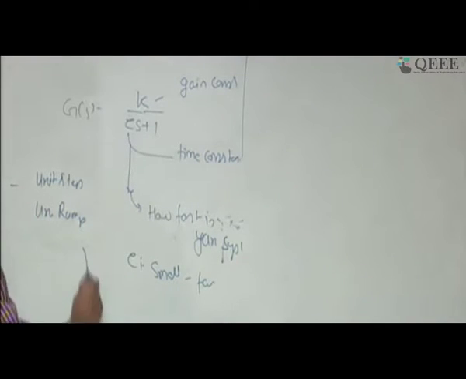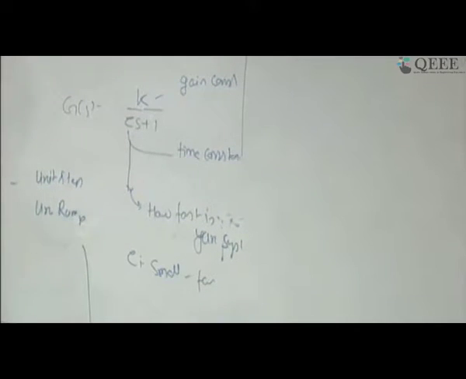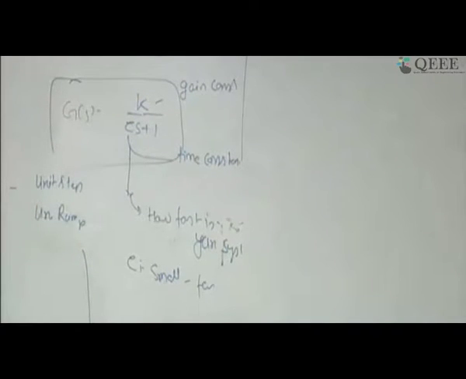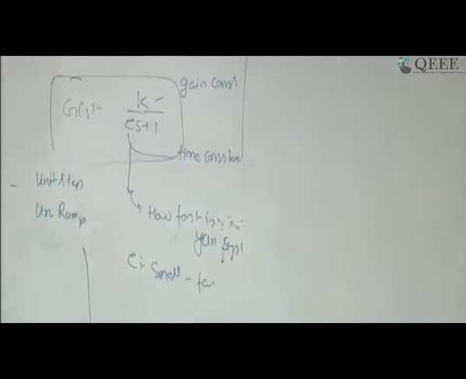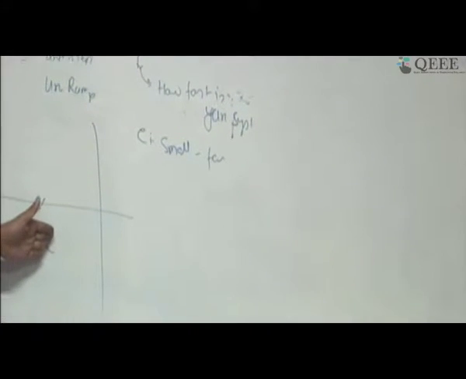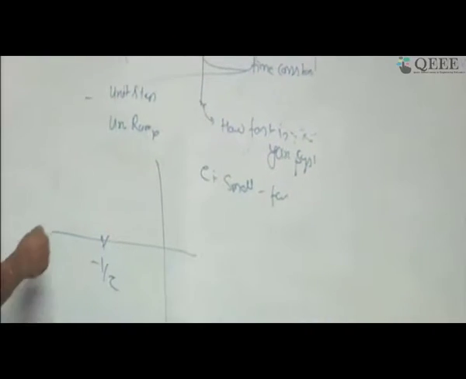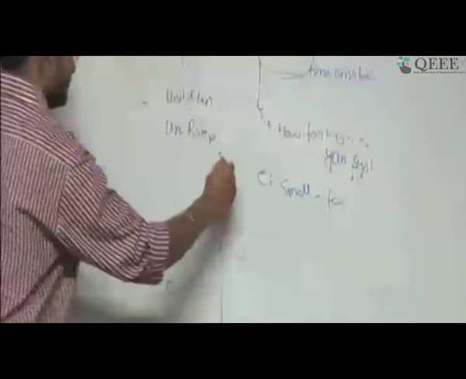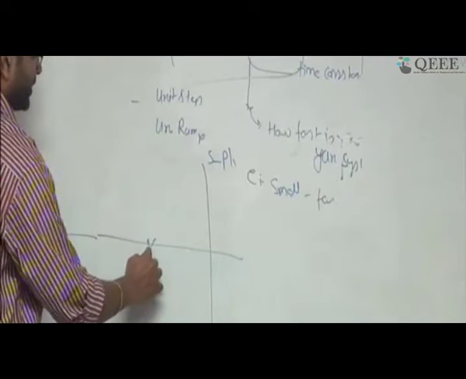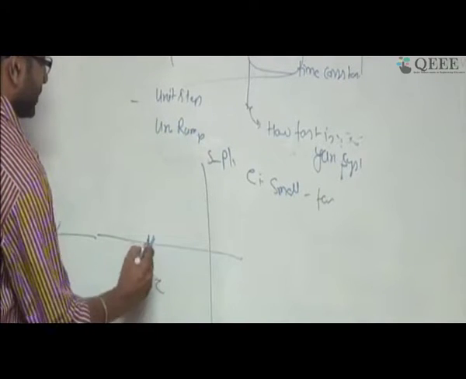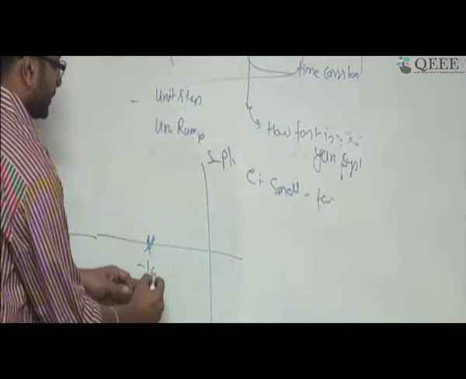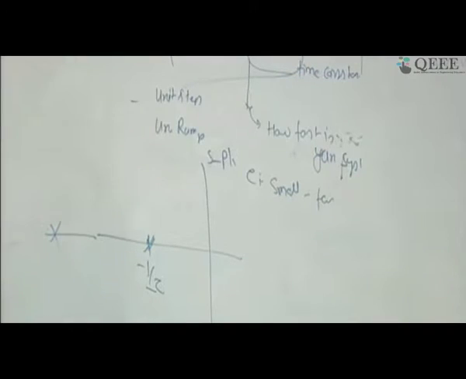Another way to look at it is the pole of the system, which is at location minus 1 by tau. We have seen if tau is small, the system is fast. So what does that mean? Tau is small means the pole has to be further away from the imaginary axis. This is my S plane, and this is my pole at minus 1 by tau. If I make tau smaller and smaller, this quantity will be very high, so the pole will be moving toward the left side.